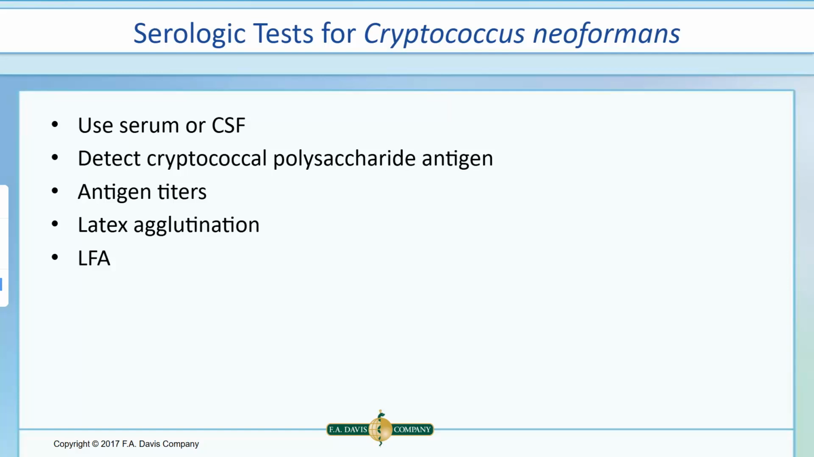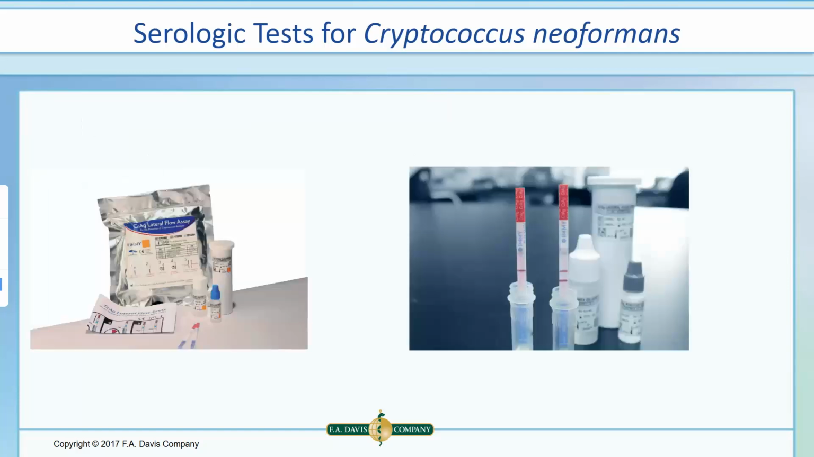Serological testing uses serum or CSF to detect cryptococcal polysaccharide antigen: antigen titers, latex agglutination, and LFA, or lateral flow assay. And this is a picture of the lateral flow assay and what it looks like.